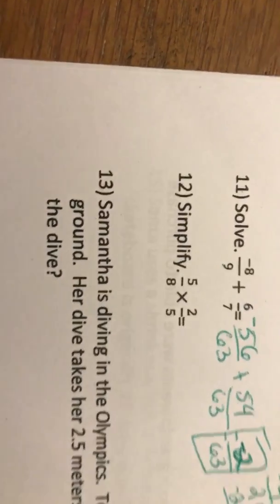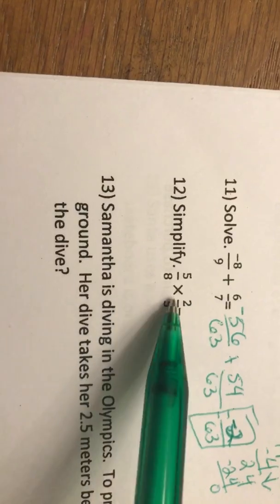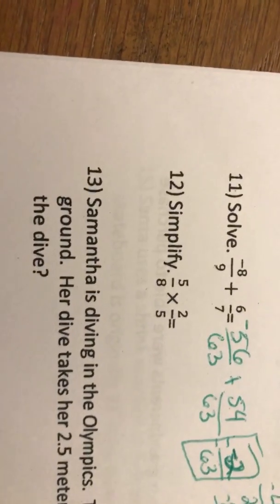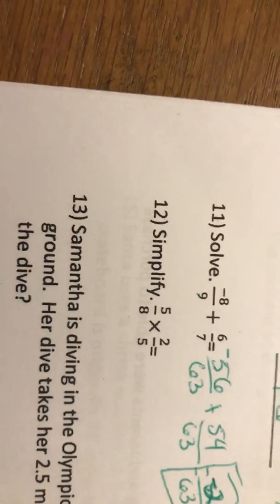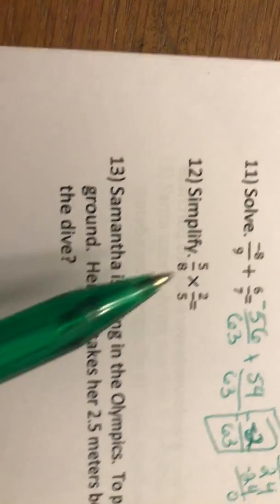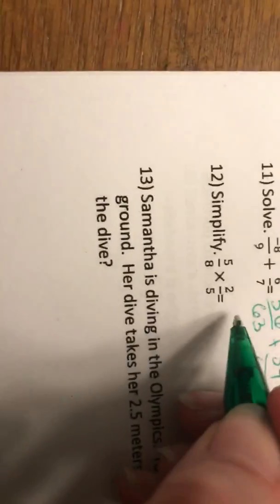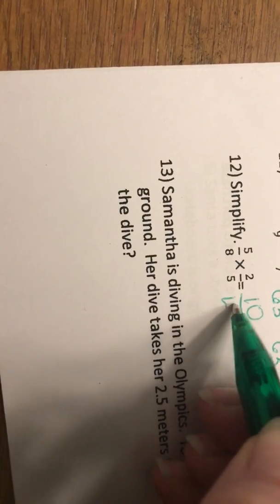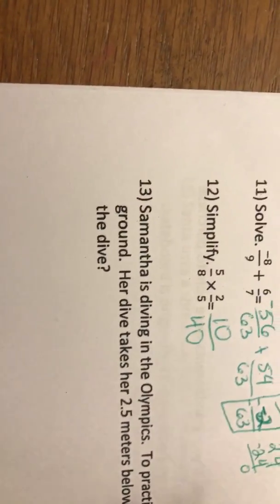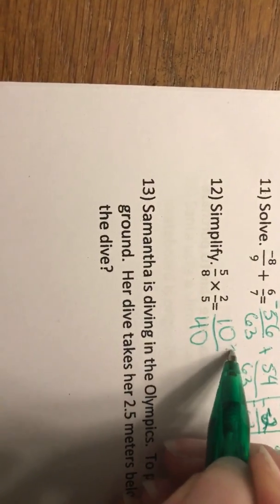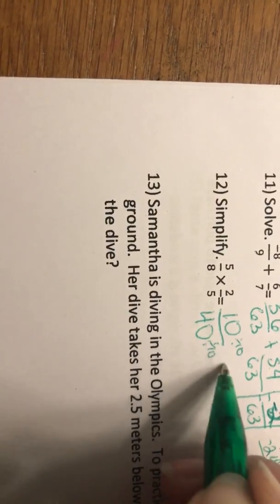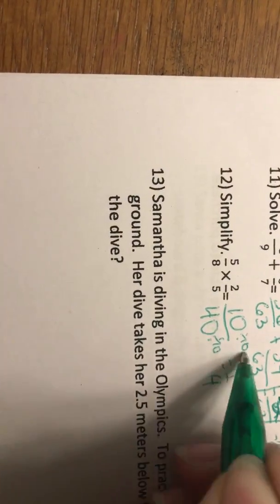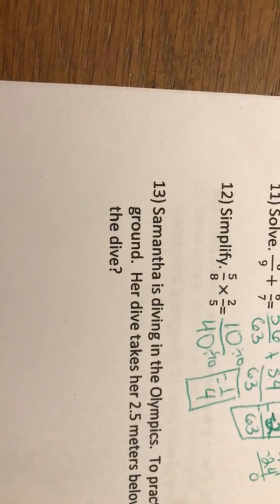In number 12, we're simplifying 5/8 times 2/3. Simplify is a fancy way of saying go ahead and multiply. When we multiply our fractions, we just multiply straight across and simplify. 5 times 2 is 10. 8 times 5 is 40. We can simplify this by dividing both by 10. That gives us 1/4.